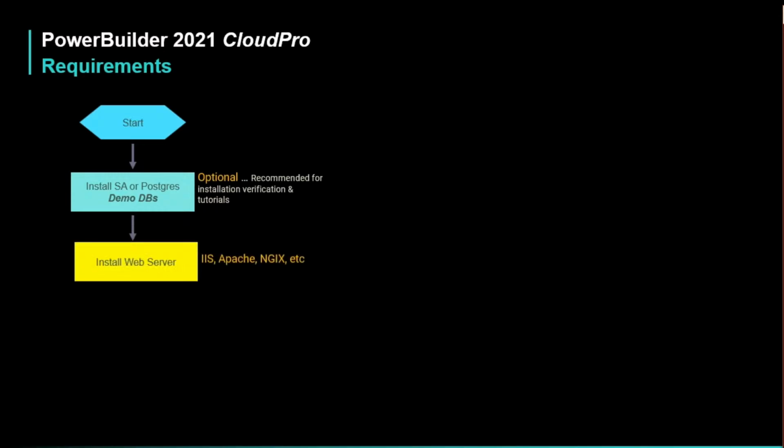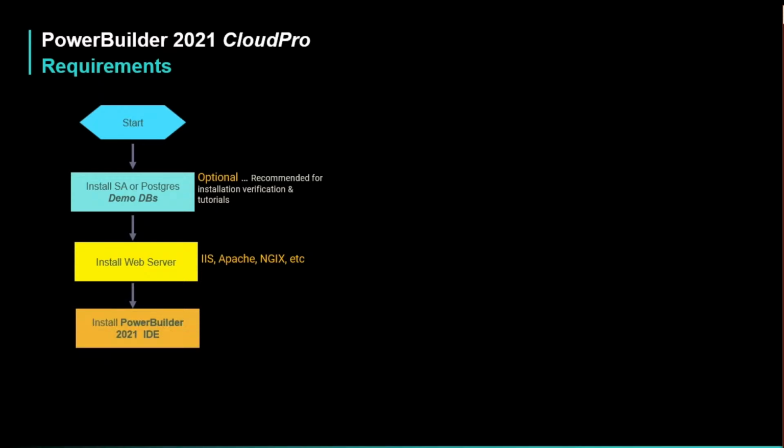So the next thing we're going to have to do is install the web server. Notice that you can basically use almost any web server. Some examples: IIS, Apache, NGINX, for example. In the demos that I'll be doing in the different sessions here at Elevate 2021, I'll be using IIS, which I have running here on this machine.